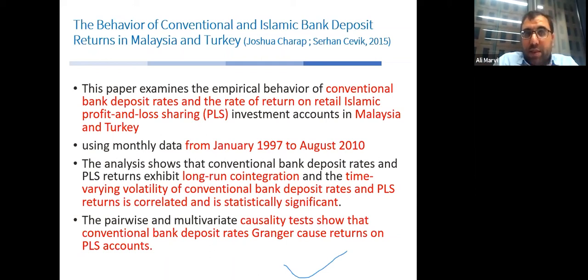But at least in this period of time, which is more than 10 years, that's not the case. So they actually conclude that the PLS contract here is not really what is designed in theory. It's actually different from what is designed in theory.